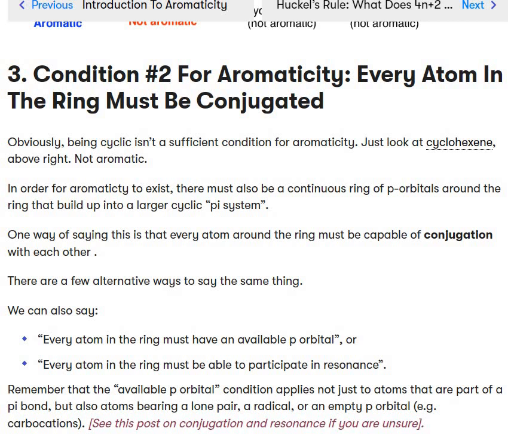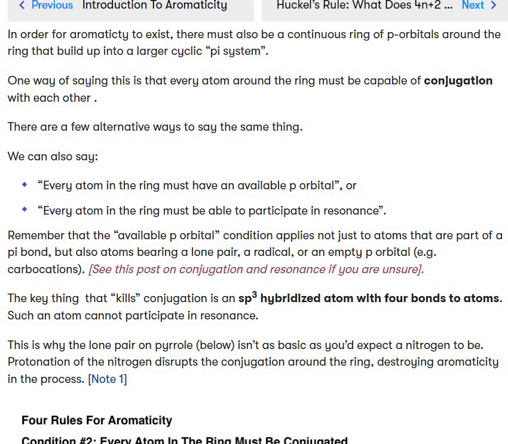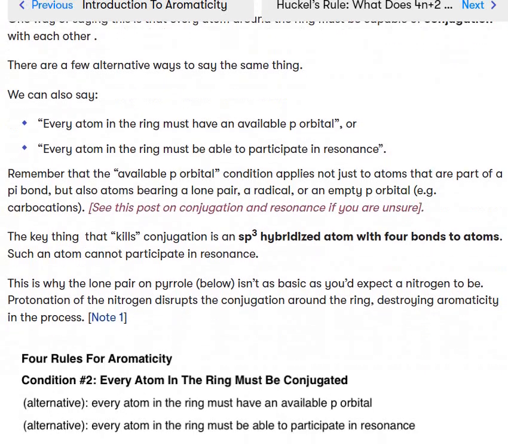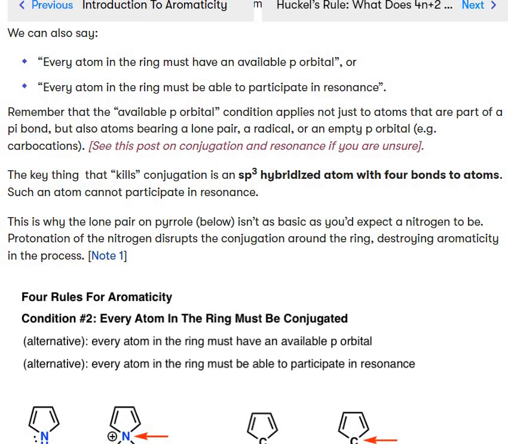There are a few alternative ways to say the same thing. We can also say every atom in the ring must have an available p orbital, and every atom in the ring must be able to participate in resonance. Remember that the available p orbital condition applies not just to atoms that are part of a pi bond but also to atoms bearing a lone pair, a radical, or an empty p orbital. The key thing that kills conjugation is an sp3 hybridized atom with 4 bonds to atoms. Such an atom cannot participate in resonance.